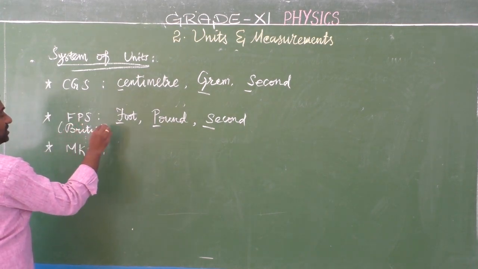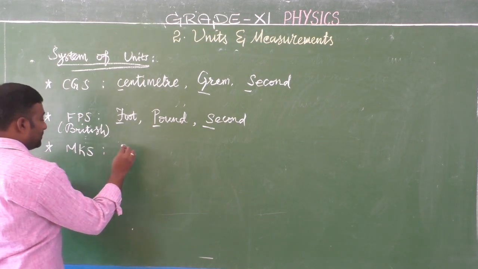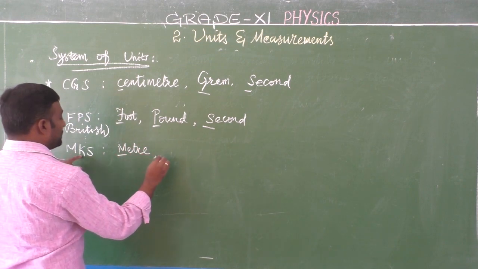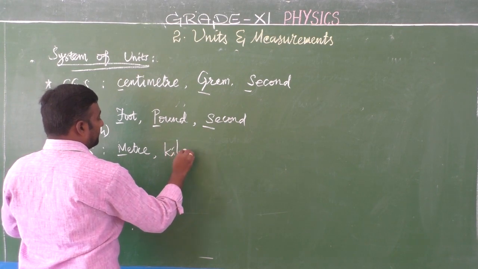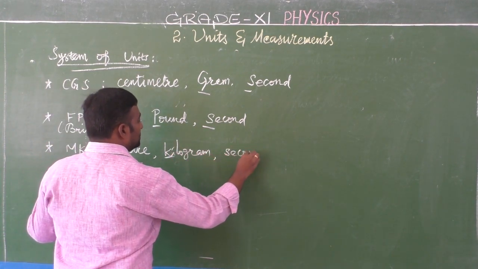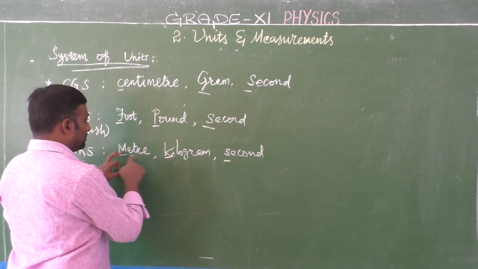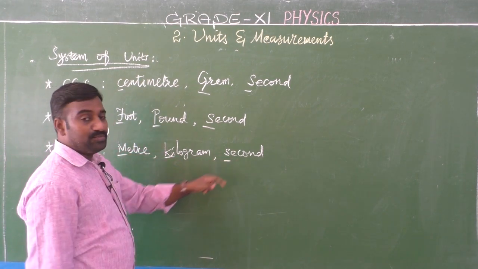In the British system they use foot, pound again. And in the MKS system, to measure the length they use the unit meter. Then to measure the mass they use the unit kilogram. Then to measure the time they use the unit second. So MKS: to measure the length, the mass and the time.